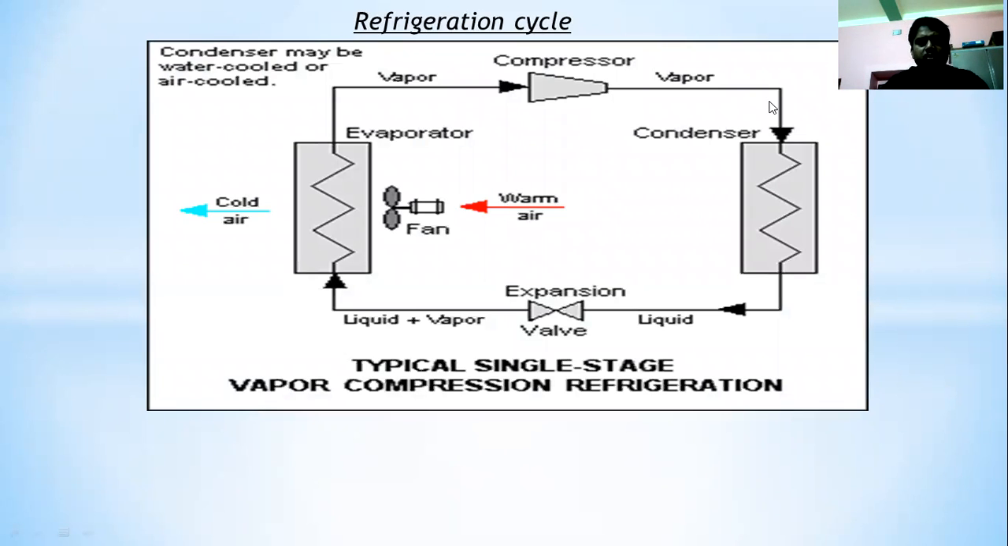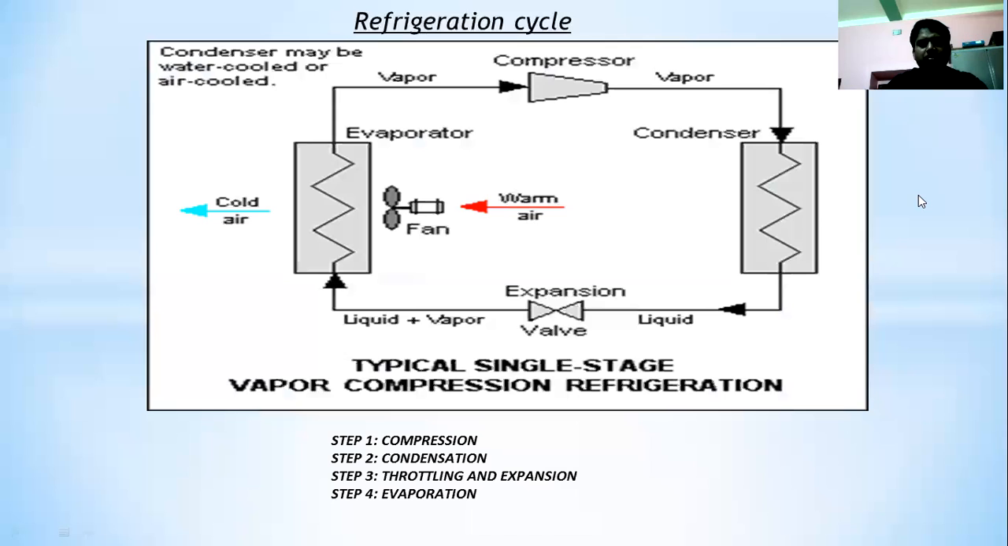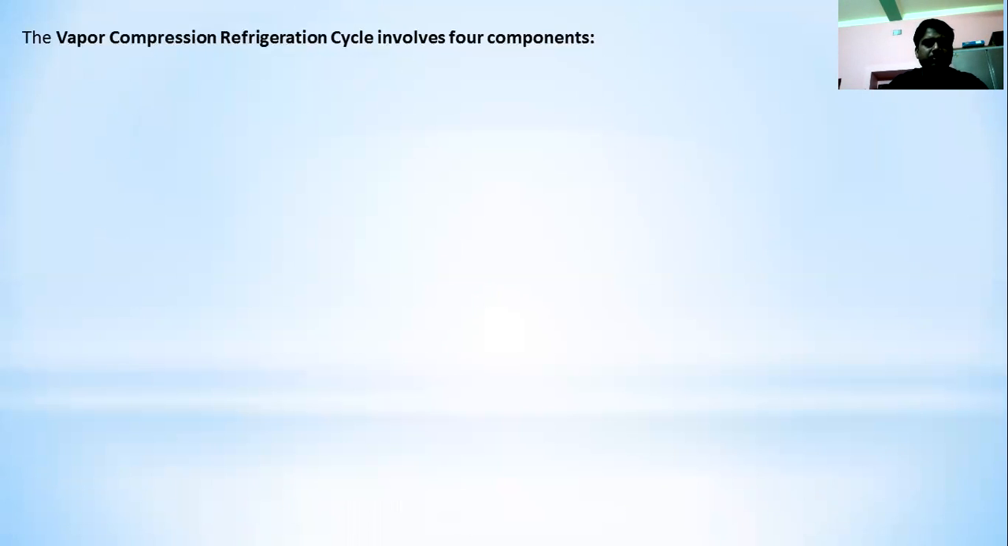So here I have shown a schematic diagram for a refrigeration cycle. It consists of four stages. Number one, compression. Number two, condensation. Number three, throttling and expansion. And number four, evaporation. Now, gradually we will discuss each of the steps in detail, and we will understand from where our refrigeration is happening. Let's see.